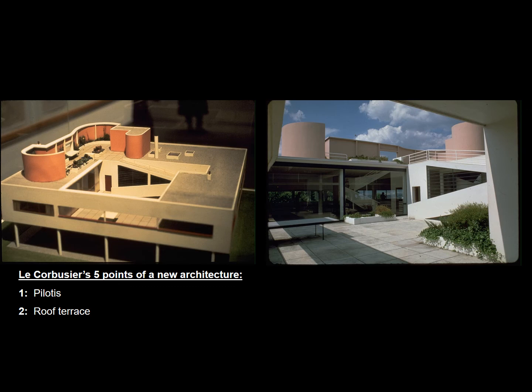His second point for architecture was a roof terrace, which is something we also saw in Gropius's design for the Bauhaus. So this again is the idea of the interior and exterior interpenetrated. And you could see on the top here, you could see a model and the real building. There were also these metal walls to create, again, these ambiguous spaces.